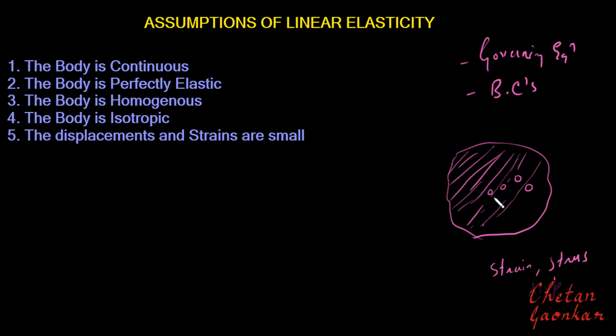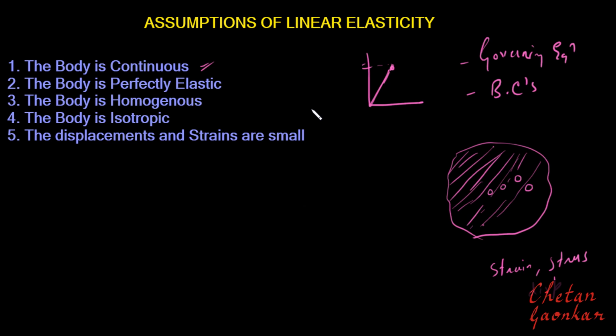The second assumption is that the body is perfectly elastic. This means that the body obeys Hooke's law of elasticity, that is, stress is proportional to strain in this elastic region. We will be considering that the body is perfectly elastic. Basically we will be restricting our study only to this region, and therefore we can very well assume that the body is perfectly elastic. And it is under this assumption that the elastic constants will be independent of stresses and strains.